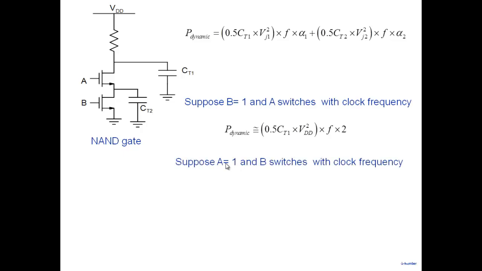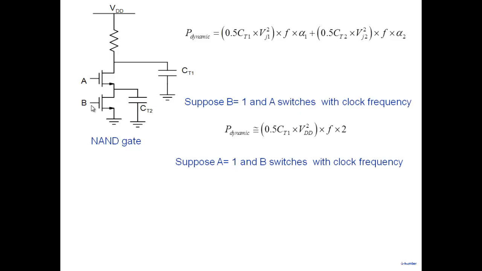Suppose I do the other one. Suppose A is 1 and B switches with clock frequency. What happens in this case? A is permanently connected to VDD. So this transistor is on. And this one is switching with clock frequency. So what will happen in this case? What is the activity level here and what is the activity level here? What happens to power dissipation?